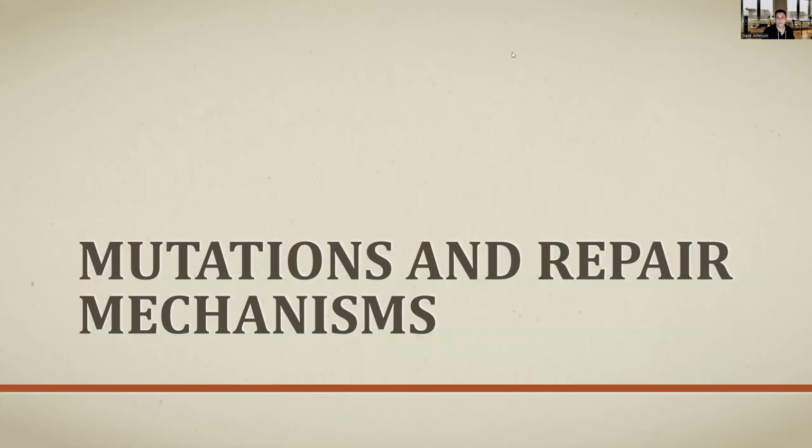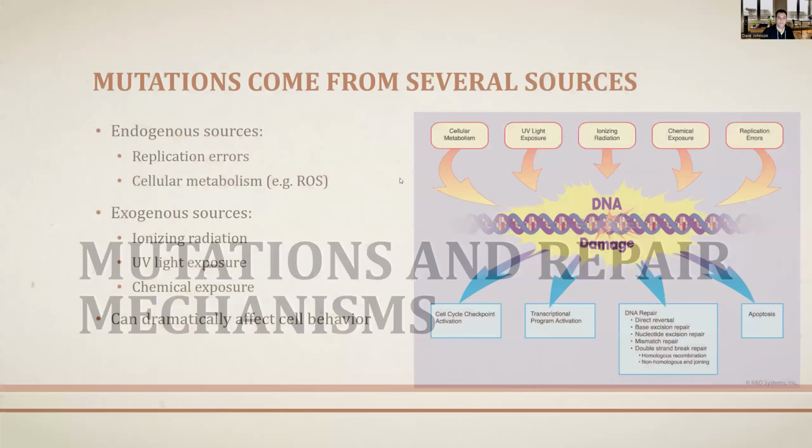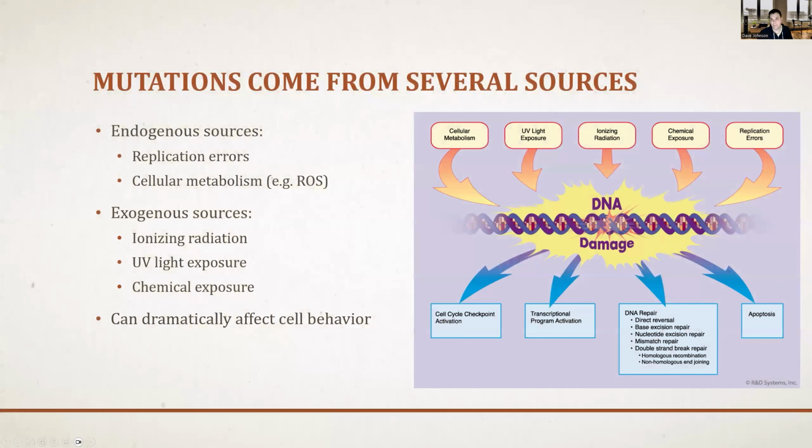So let's get started. The first thing we'll talk about is where do mutations come from? Mutations can come from several different sources. There are endogenous sources. So these are sources of DNA damage that occur from somewhere inside of the individual or inside of the cell, endogenous, okay? The first and most common are actually replication errors. So the process of DNA replication, so DNA polymerase and all that stuff we talked about during DNA replication, errors do happen during this process.